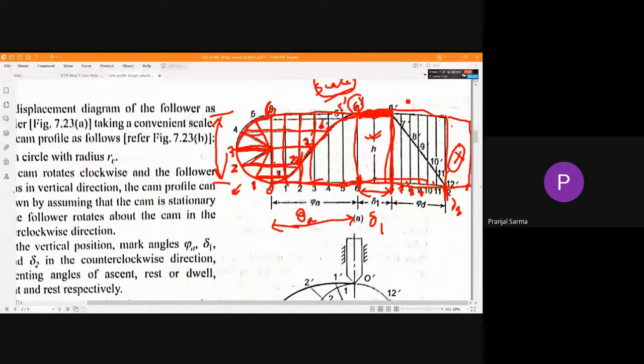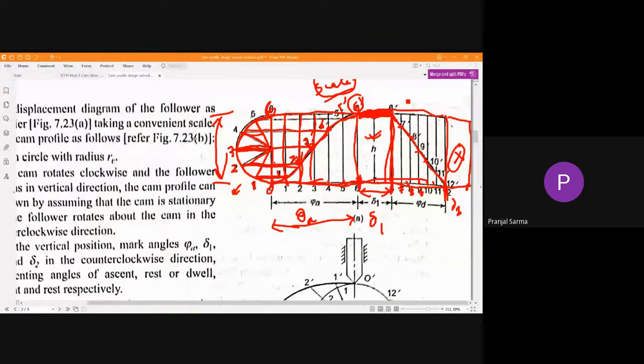Is it with SHM or something else? What type of motion is there? So this is with uniform motion. Okay, that's why this is like this. And wherever they are meeting, these are the points of interest.